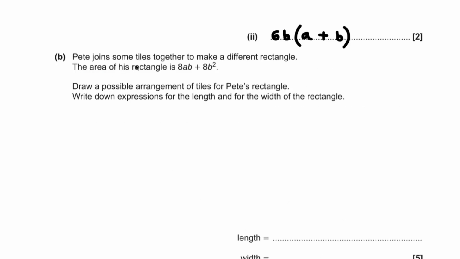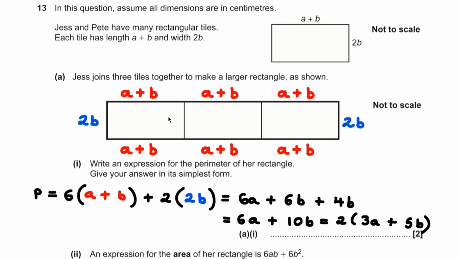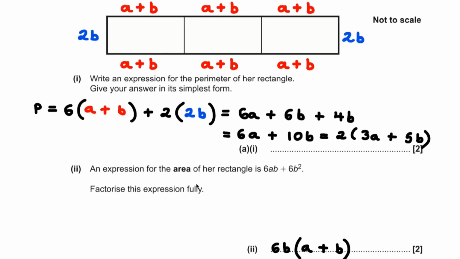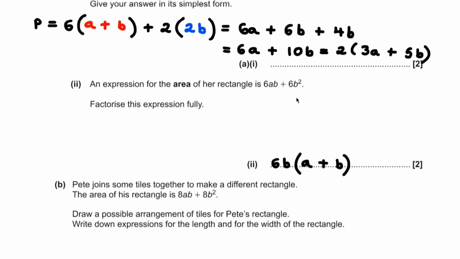Part B, Pete joined some tiles together to make a different rectangle. The area of his rectangle is 8ab plus 8b squared. We have to draw a possible arrangement of tiles for Pete's rectangle. Write down expressions for the length and for the width of the rectangle. So the way to think about this is, think about this rectangle that already exists. What we have currently for this rectangle here is 2b multiplied by 3 lots of a plus b.